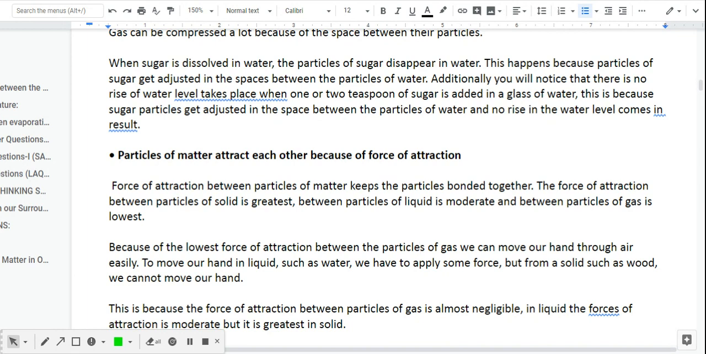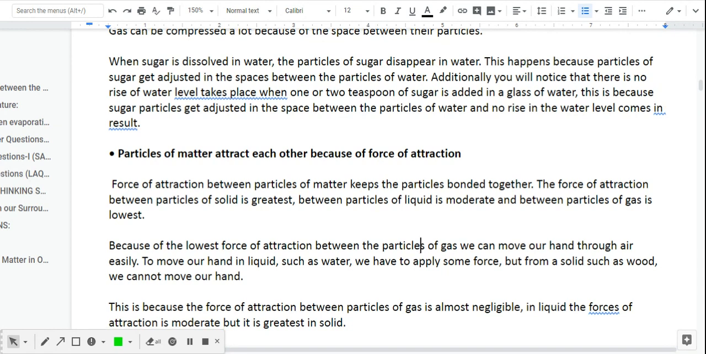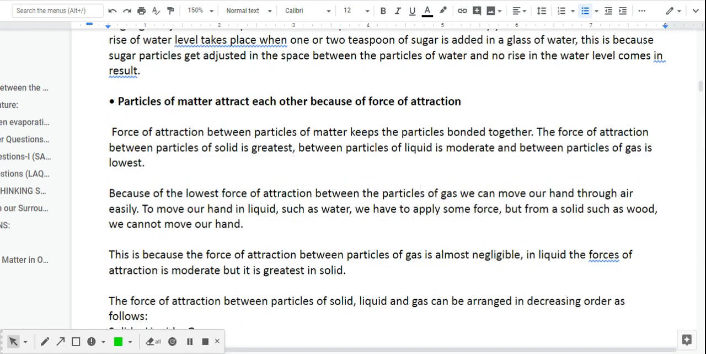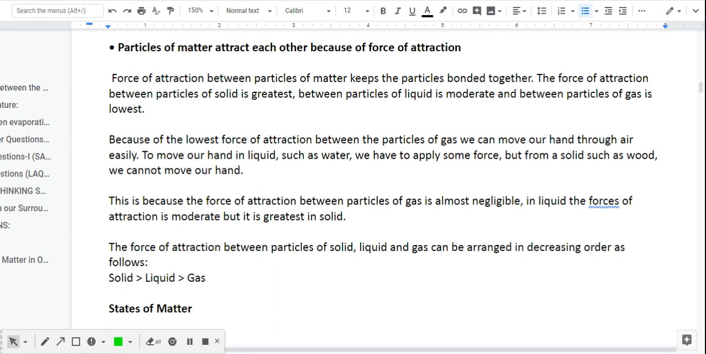But in case of gases, while walking or while moving your hand in the air, what happens? Very little force is required, because the molecules of the gases are very far away from each other, and due to weak intermolecular forces of attraction, there are large spaces between them, due to which you can easily penetrate through those particles, right? So you can move your hand in the air.